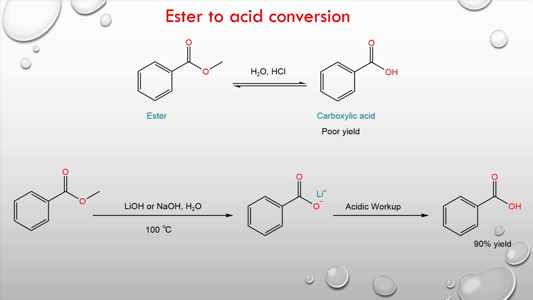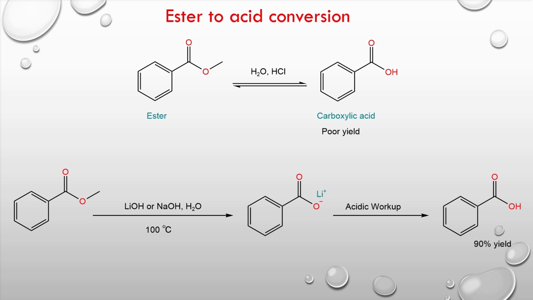But this reaction is reversible and gives very low yield. If you want to achieve good yield in hydrolysis, then a little change is required in this reaction. If we react ester with a base having OH, like NaOH or LiOH, in water and heat it around 100 degrees Celsius, you will get about 90% yield.